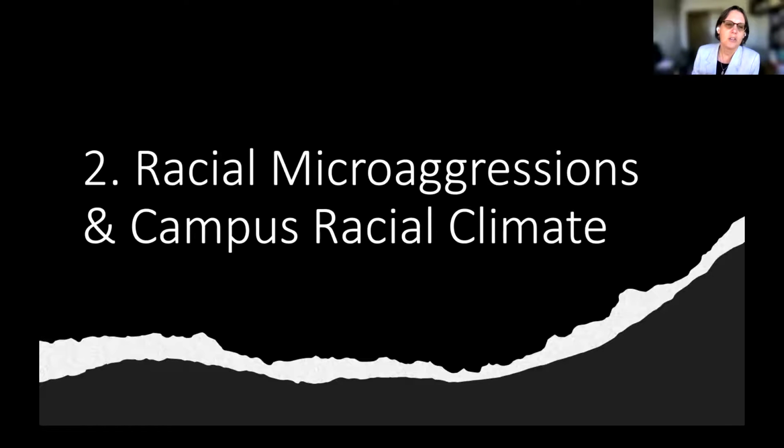So that says a lot, but it's things like, how do people interact with each other? What are the policies on campus? Are certain things enforced? What kind of programming is there? What are the dorms like? How does the campus respond to racism, and so on? So all these things make up the racial campus climate.